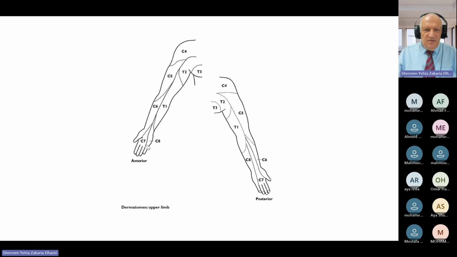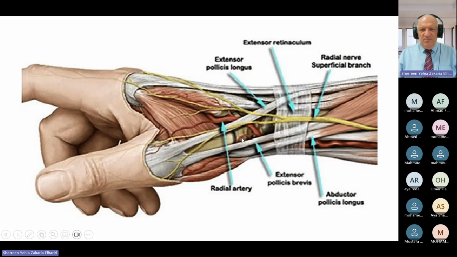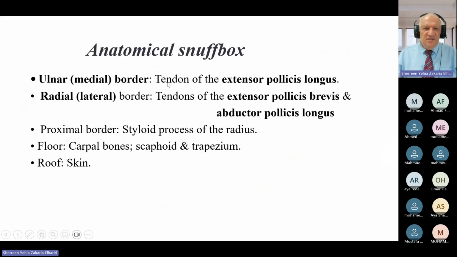Okay, so 6 is the thumb, the rest of the hand is 7, and the little toe is 8. This is the anatomical snuffbox. The boundaries of the anatomical snuffbox are important. The middle is 1 structure, the lateral is 2 structures.